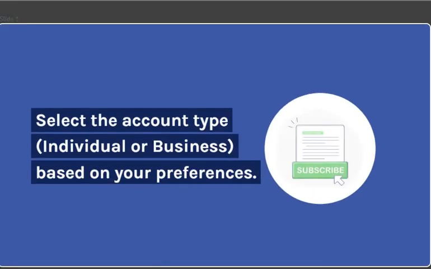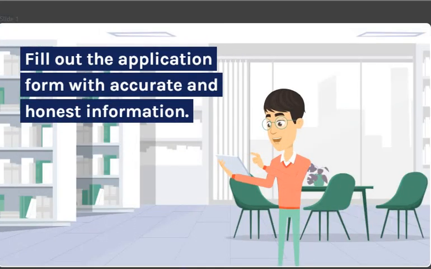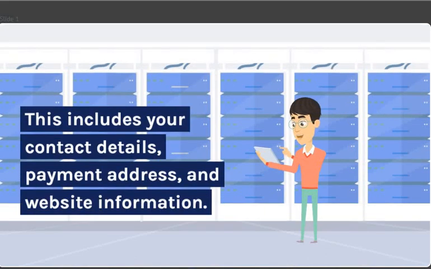Choose account type. Select the account type, individual or business, based on your preferences. Complete application form. Fill out the application form with accurate and honest information. This includes your contact details, payment address, and website information.